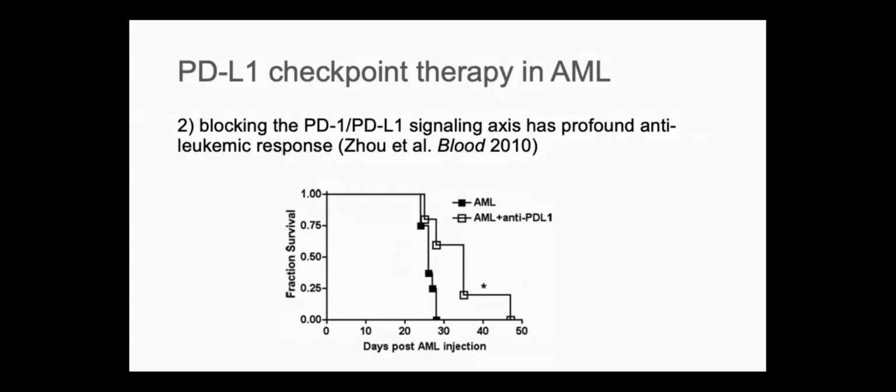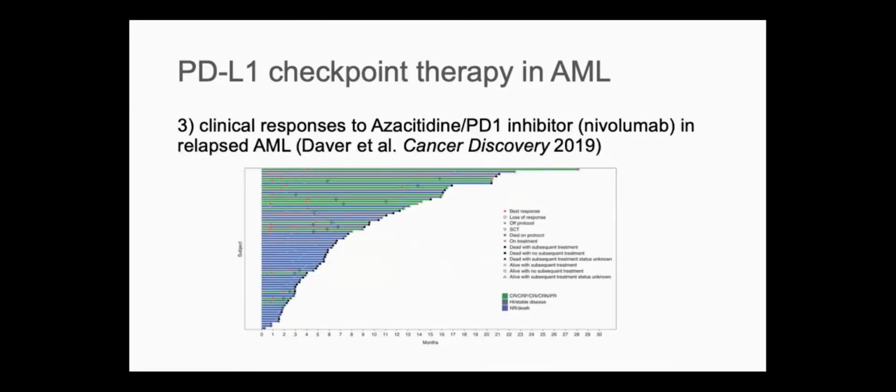It was also demonstrated that the PD1, PDL1 signaling axis has a profound anti-leukemic response. So in a PDX model of acute myeloid leukemia, they found that treatment with an anti-PDL1 antibody significantly improved overall survival of these mice.